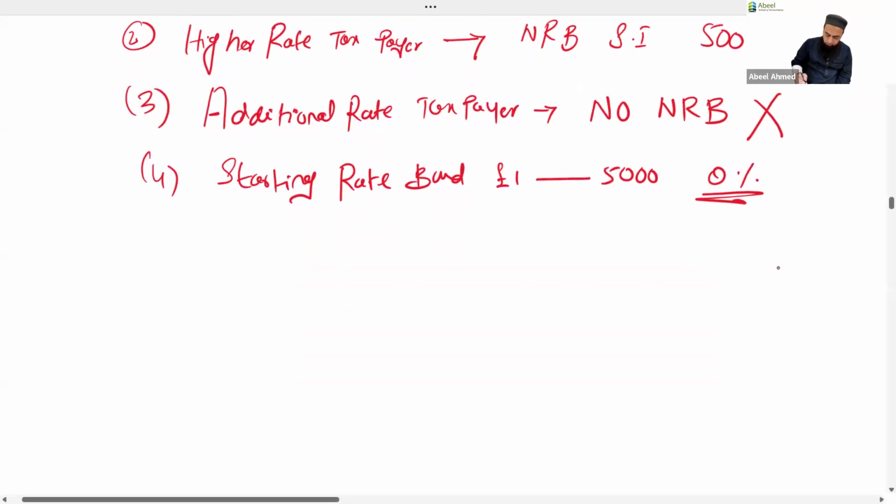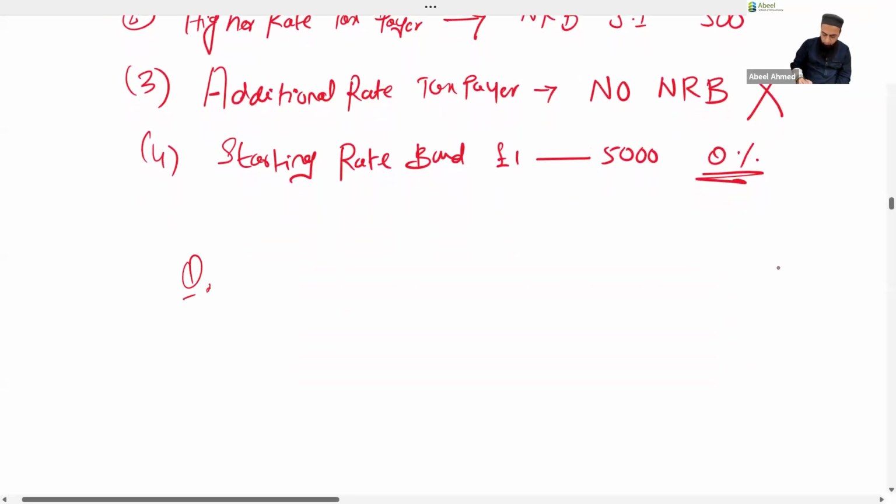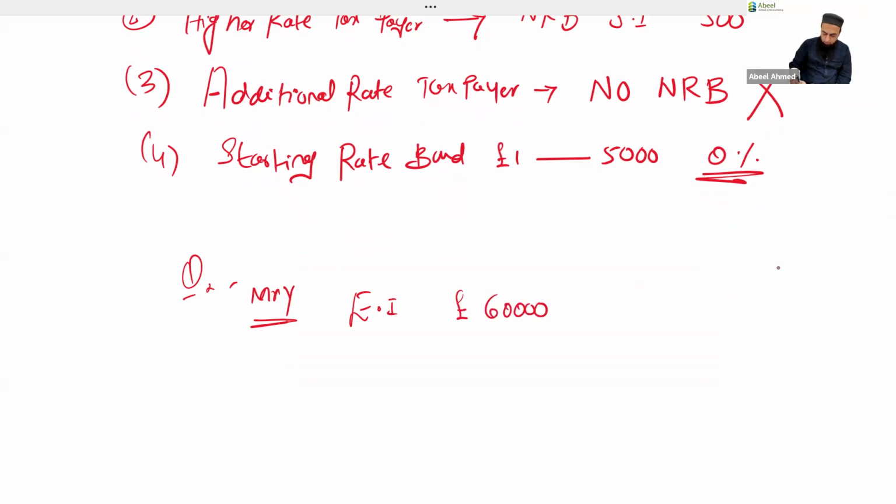All this, how it works, let's see a question. Assuming Mr. Y is having employment income, let's say £60,000. Saving income means simply interest income, let's say £20,000. And the requirement is very simple. They're asking us to calculate income tax liability.